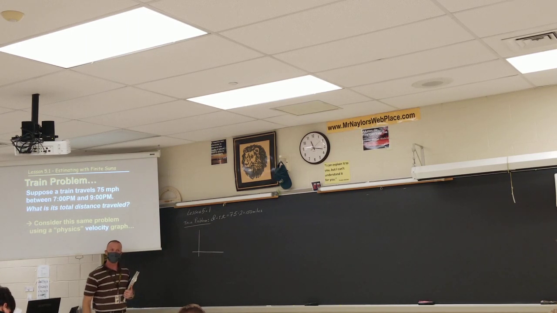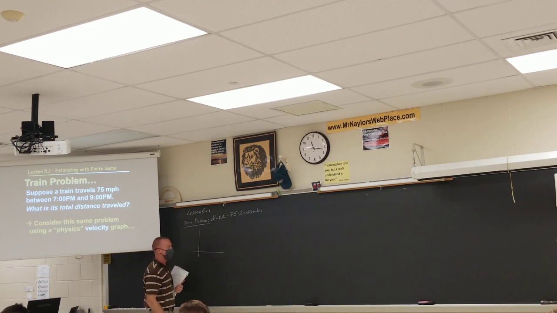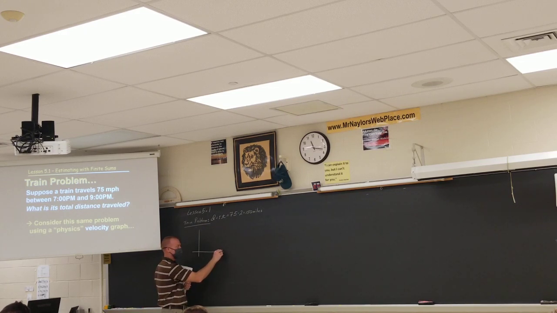Let me help you just kind of get back to what I'm talking about here. When I say a physics velocity graph, yes, we need an x and y axis. It's almost always the case that the x-axis is time. In this case, the y-axis would be the velocity.